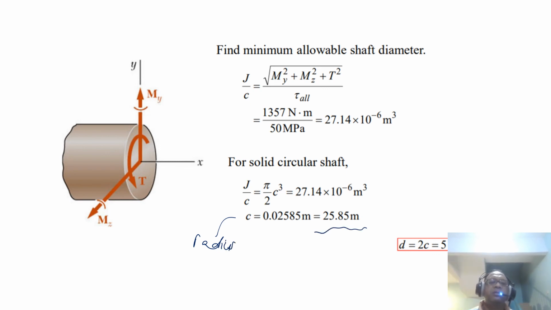Point C equals 25.85 mm. This is mm. Yeah. So you specify the closest one, 26 mm. Okay. So, or you find a way to make it into 25 by reducing, or by finding or increasing the allowable. So this is a way of specifying the minimum allowable shaft diameter. The radius is 25.85. So the diameter is just 2 times the radius.